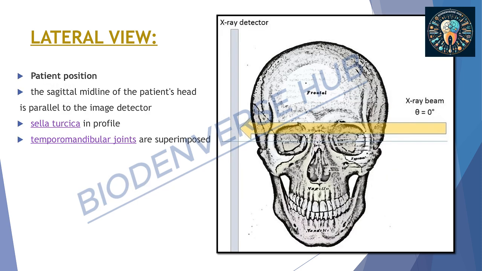So for the patient positioning for the lateral view, the mid-sagittal plane of the patient's head is parallel to the image detector, as you can see in the figure as well. The sella turcica is in profile and the TMJs are superimposed. Here the X-ray beam is parallel, so the angle is 0 degrees.